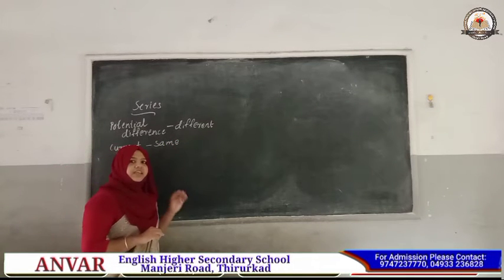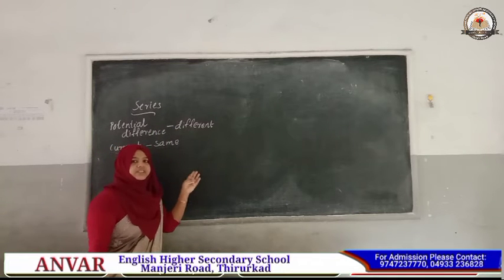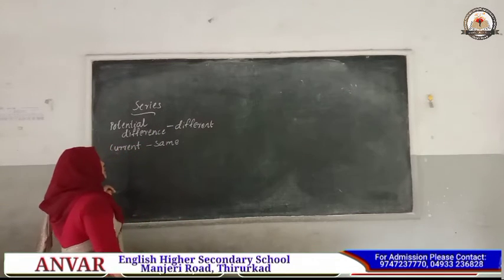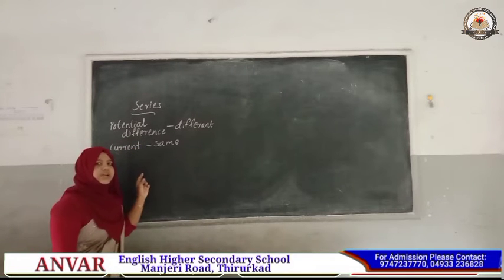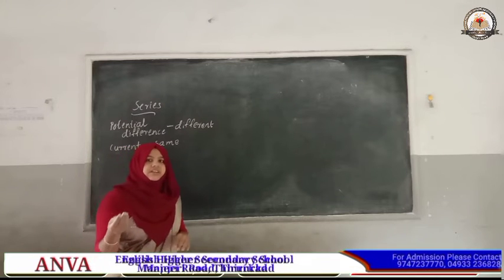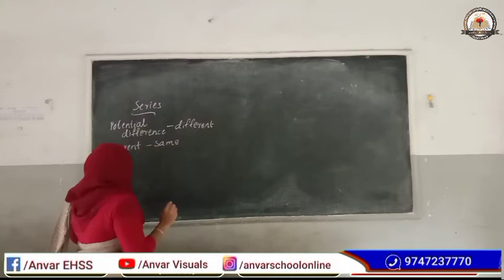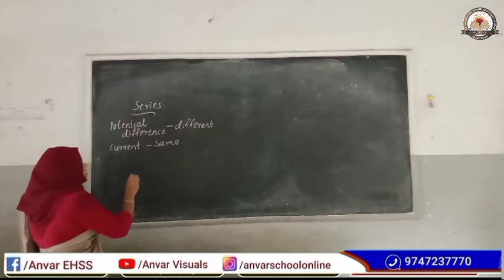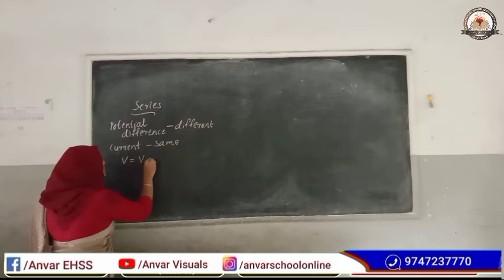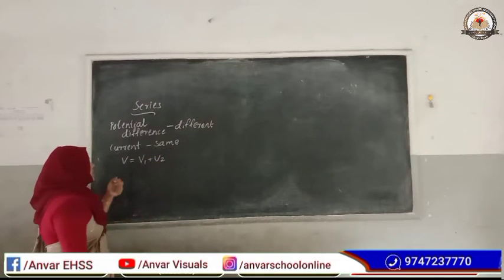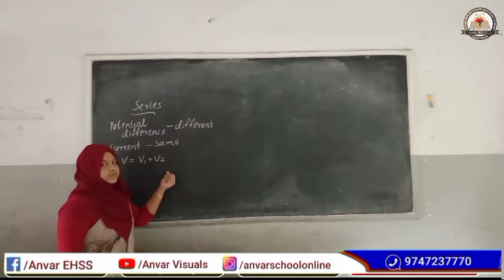To find the effective resistance across all these resistors that we have connected in series combination, we are considering these 2 points. That is, in series combination, potential difference is different across each resistor and the value of current remains same. So, the total potential difference through this circuit V is equal to V1 plus V2.